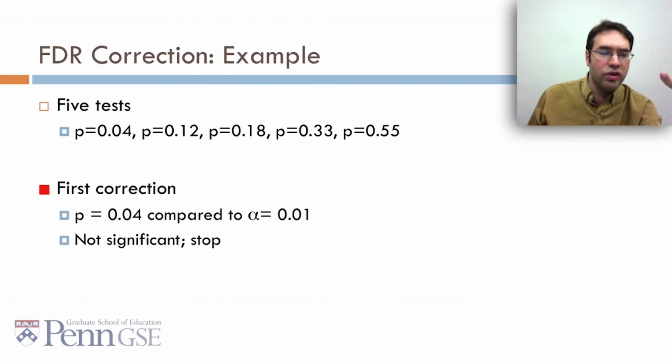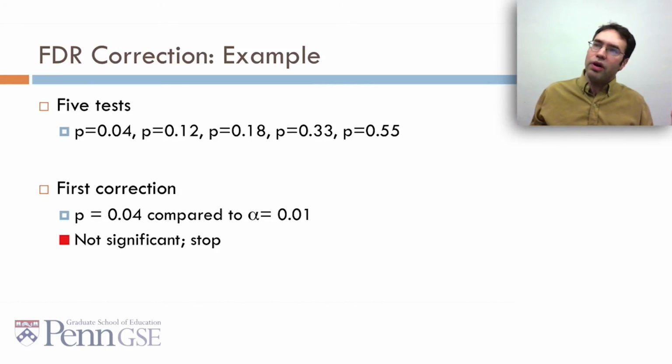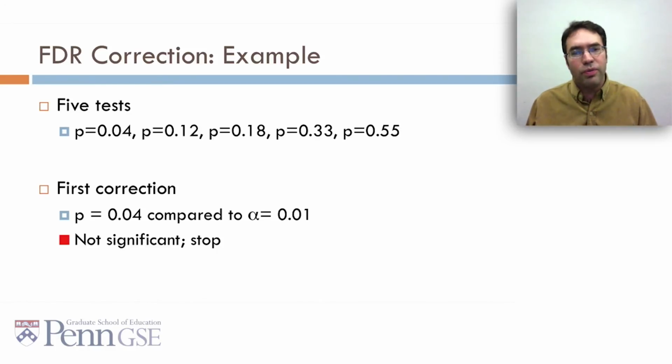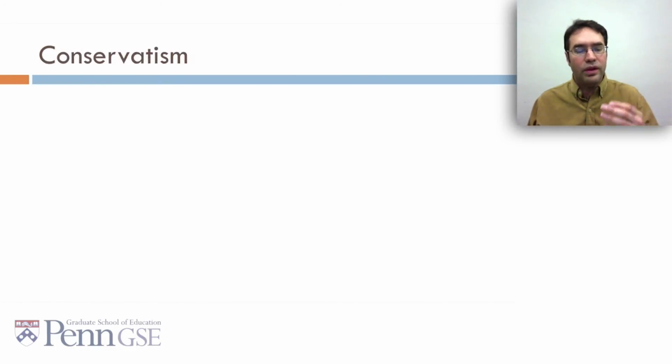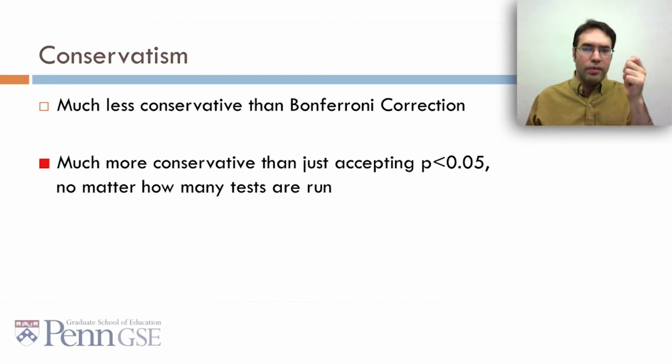Well, we do the first correction, p of 0.04 compared to alpha of 0.01. It's not significant, we stop. So actually, for this case, where we probably do want to throw everything out, FDR is just as strict as Bonferroni. So conservatism. FDR, Benjamini and Hochberg, is much less conservative than the Bonferroni correction. But it's much more conservative than just accepting p of 0.05 no matter how many tests are on. I think it kind of hits a sweet spot. You may disagree, but the point is if you're using something like Bonferroni, you're being really, really conservative.